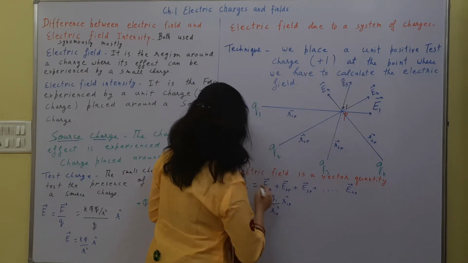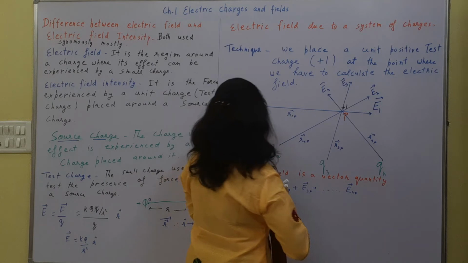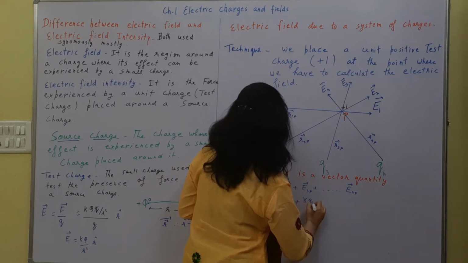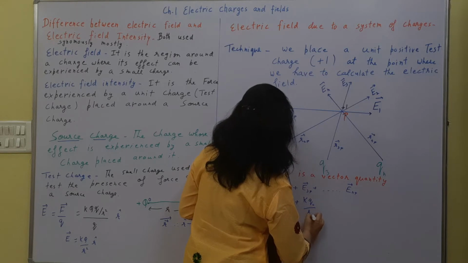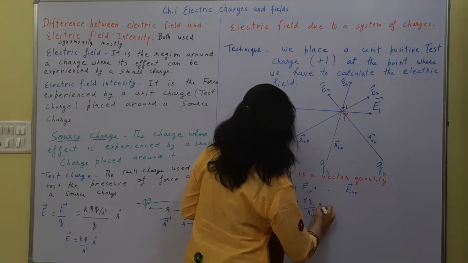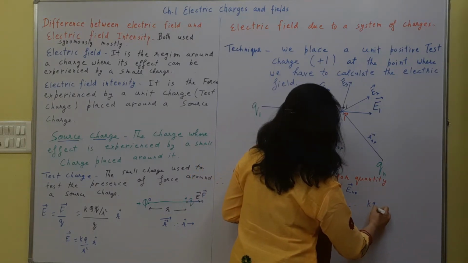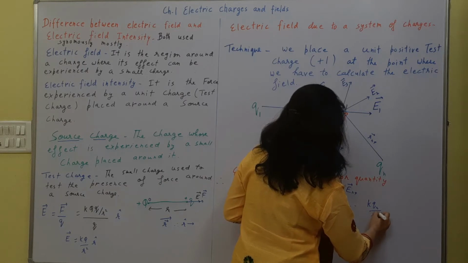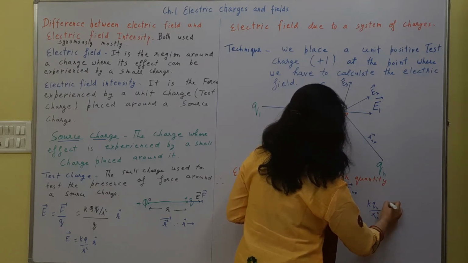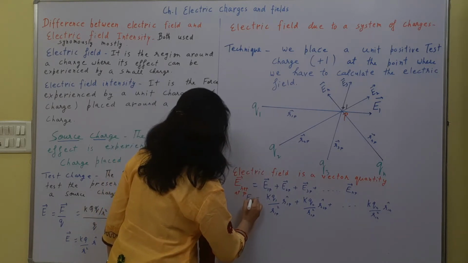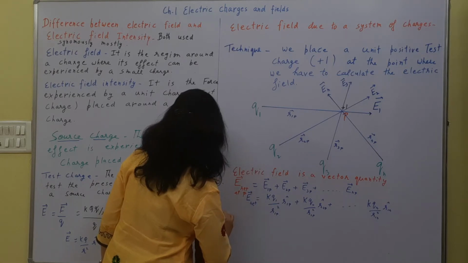r1p cap. Similarly, this will be kq2 upon r2p square, this is r2p cap, plus and so on, kqn upon rnp square and rnp cap. Right? So this will be E net.